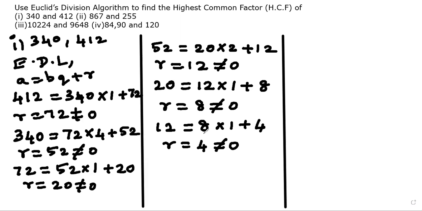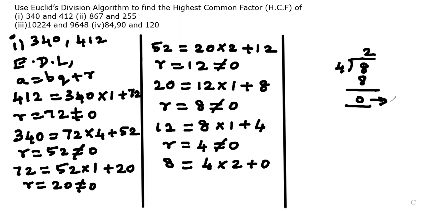So leave this 12 and take the 8 and 4. Compare 8 and 4. 8 is the highest value. So put it in the place of A. So 4 twos are 8 plus 0. So now you can simply write and see. Divide this 8 with the 4. 4 twos are 8. And what is the remainder? 0 is the remainder. So we have got the remainder as 0. So with this we have to stop, that is, remainder is 0, we have to stop here.